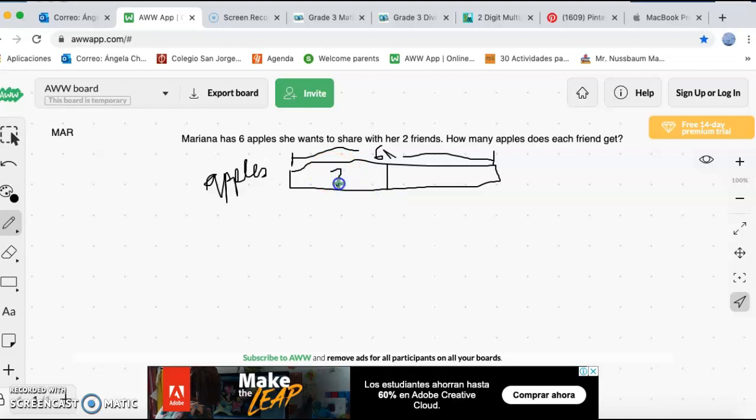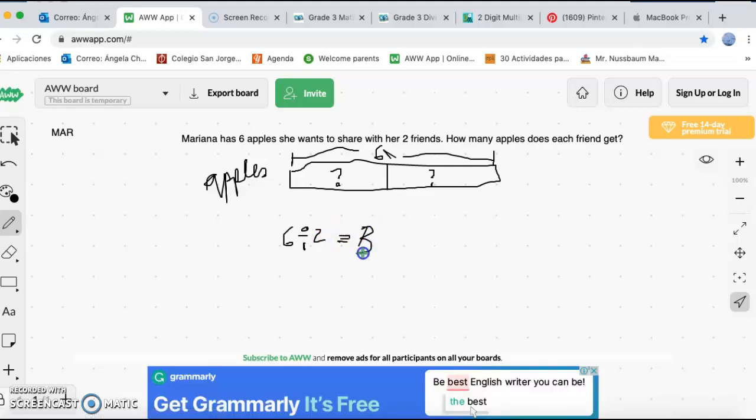This would be one friend, and this would be the other friend, right? So then what you have to do is to divide 6 in 2, right? 6 divided by 2, and the answer is 3, right? Okay. Now you're going to see the other way, that is when you divide by 2's.